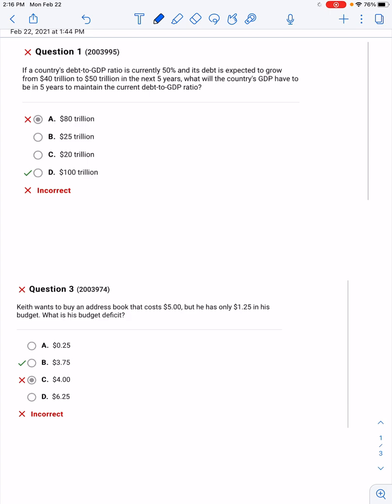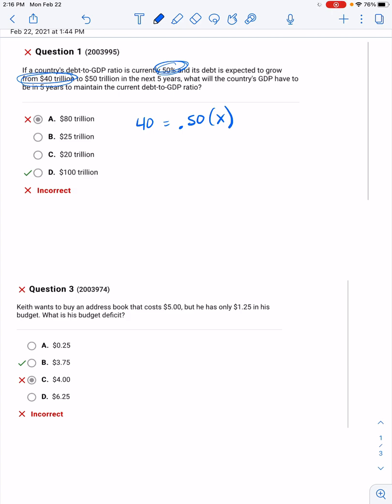So what I did first, we know it's 50%, and then currently the debt is $40 trillion. So I just said, okay, $40 trillion is 50%. We write that as 0.50 of what's the total amount. So if the debt is 50% and we know the debt's $40 trillion, then what is $40 trillion 50% of?